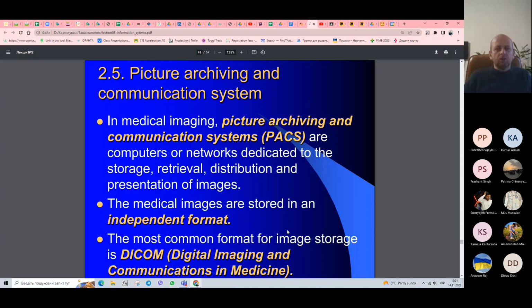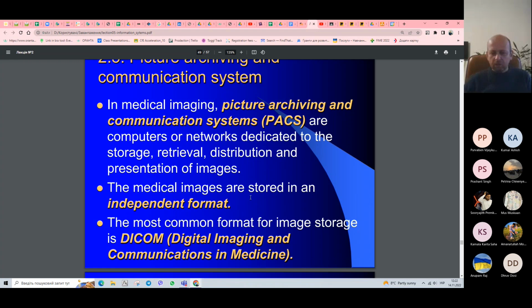Picture archiving and communication system. In medical imaging, a picture archiving and communication system is a computer or network dedicated to the storage, retrieval, distribution, and presentation of images. The medical images are stored in independent formats. The most common format for image storage is DICOM, Digital Imaging and Communication in Medicine.